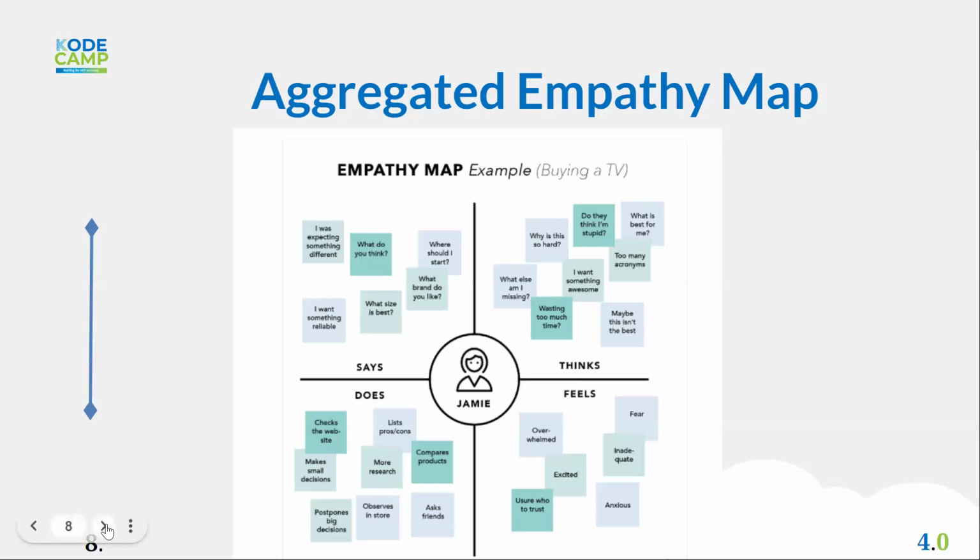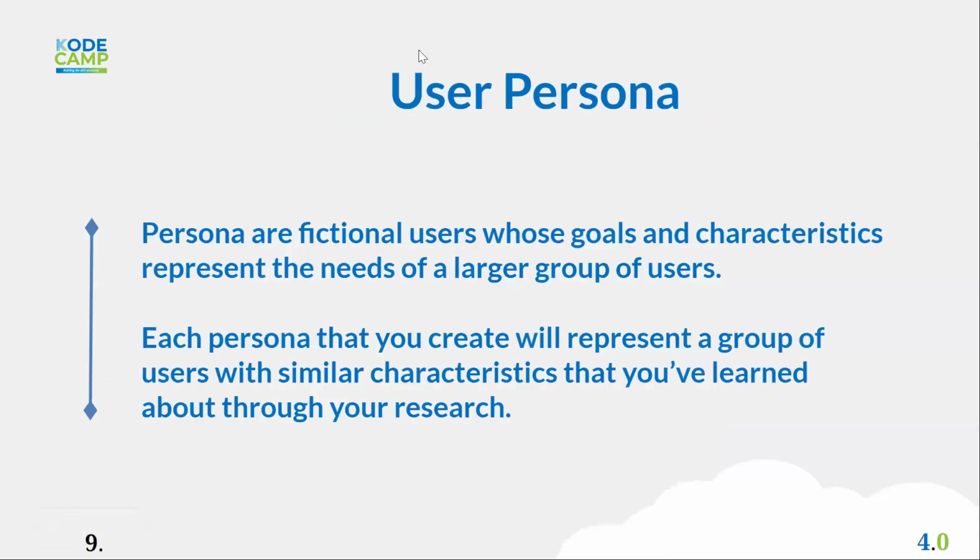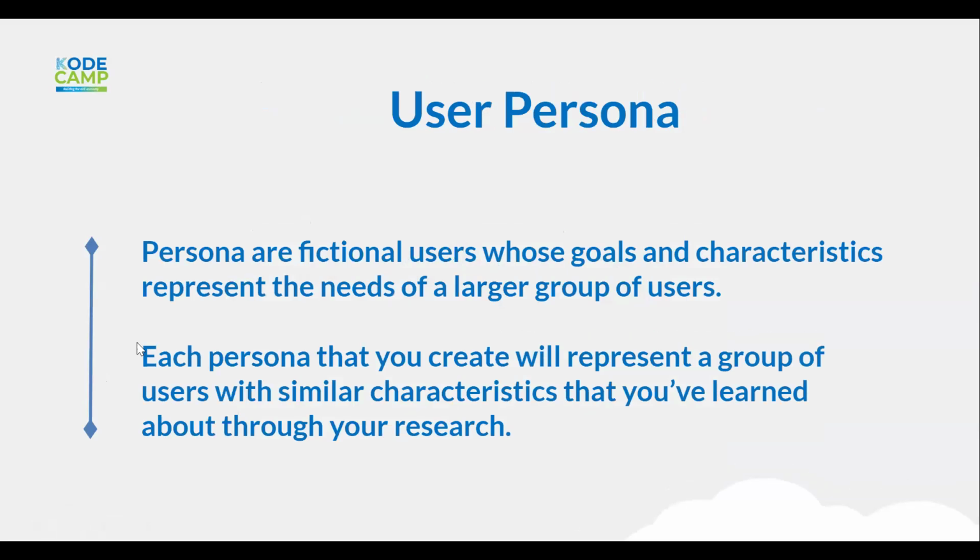Okay, so let's move forward. User persona. Personas are fictional users whose goals and characteristics are represented. Those goals and characteristics represent the needs of a larger group of users. So what do I mean by fiction? Fictional means that you're not just representing one user on your persona. It's more like a combination of different users with similar needs, frustrations, and pain points.